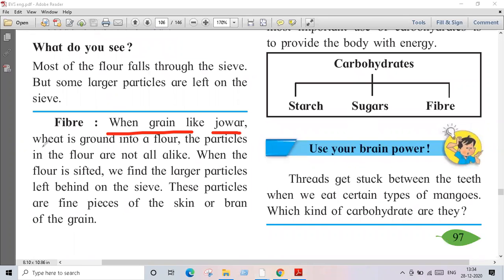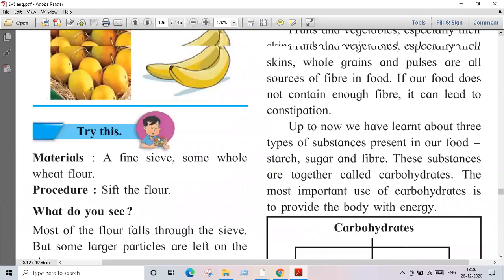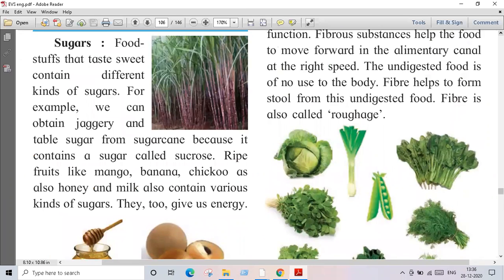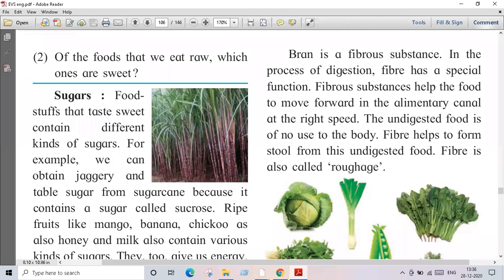When grains like jowar, wheat are ground into flour, the particles in the flour are not all alike. When the flour is sifted, we find larger particles left behind on the sieve. These particles are fine pieces of the skin or bran of the grain. जी स्किन असते ना त्याला आपण म्हणतो ब्रॅन. गेटिंग, गाइस? So they are known as the fibers. So bran is a fibrous substance in the process of digestion.